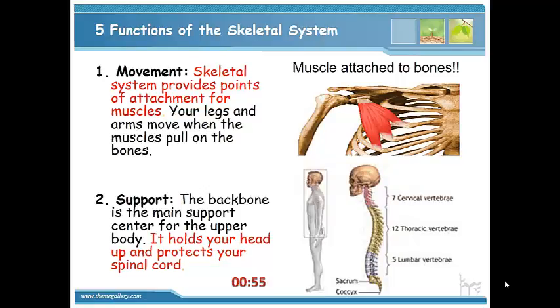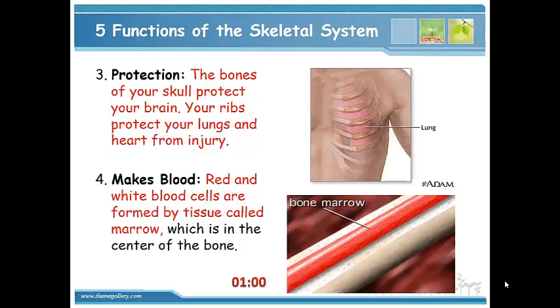The first function of the skeletal system is movement. The skeletal system gives proper attachments at different parts of the body, along with muscles, that enable you to move. The second function is the backbone, which makes you stand erect. The third function is protection. A large number of organs are protected inside the skeletal system and they are very safe. The fourth function is that it can make blood cells.